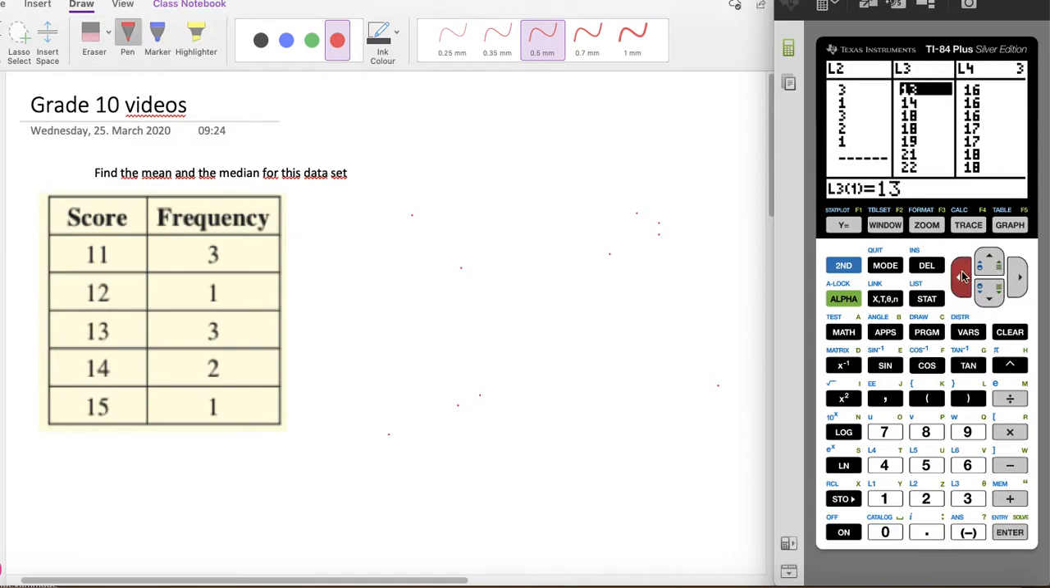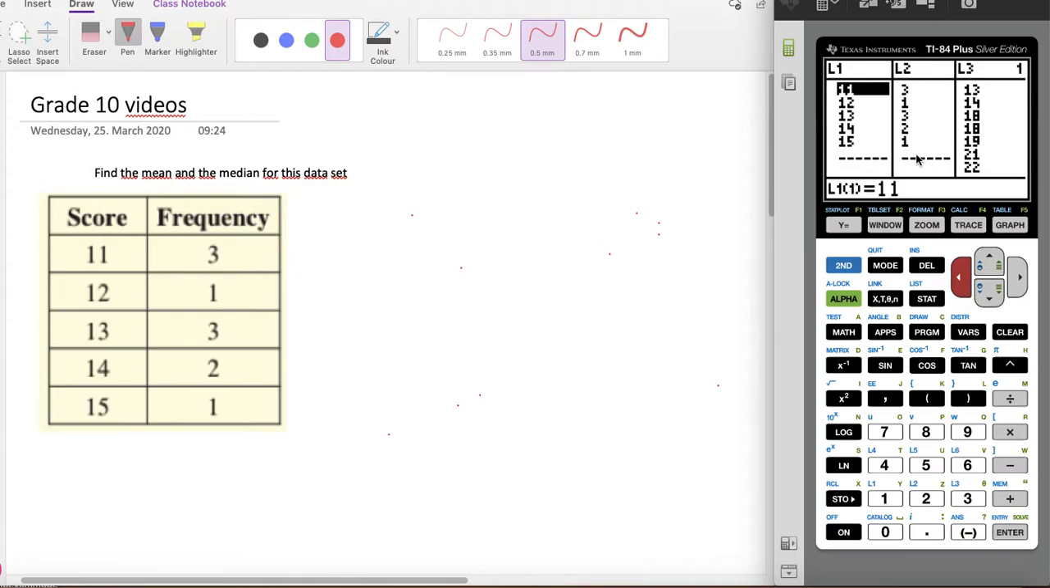If you look at this, I've already got it in just to make it faster. 11, 12, 13, 14, 15, and then 3, 1, 3, 2, 1. So if you do not have it in your calculator, you should take out your calculator now, stop this video, and put the data in so that you can follow along.